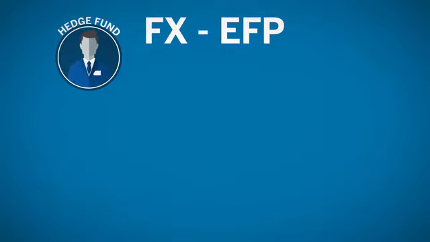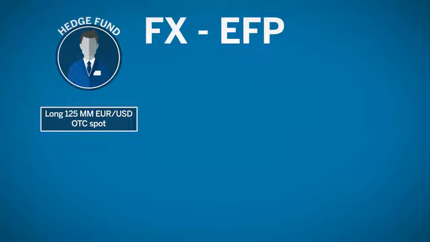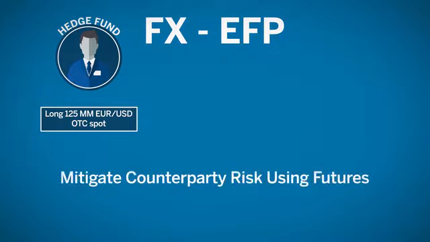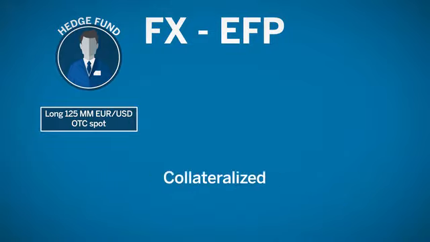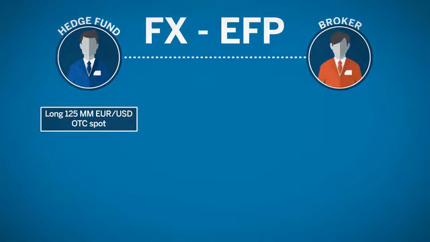Assume a hedge fund is long 125 million euro/US dollar FX spot in the OTC FX market and is considering booking a swap to give themselves a forward exposure needed for their portfolio. But the hedge fund is concerned about the counterparty's credit risk going forward. One way to mitigate this risk is to utilize futures contracts that are centrally cleared and collateralized. In this case, the prospective OTC FX euro/US dollar position can easily be replicated using euro/US dollar futures.